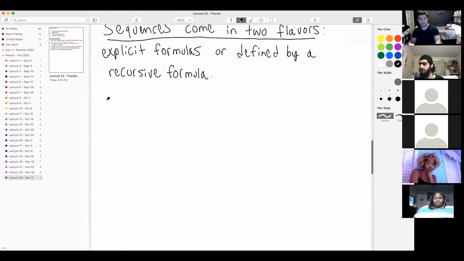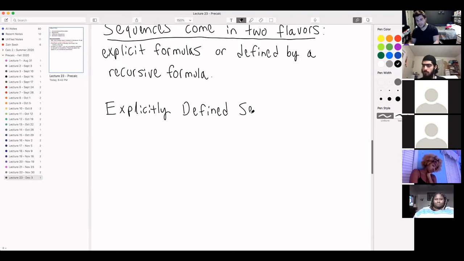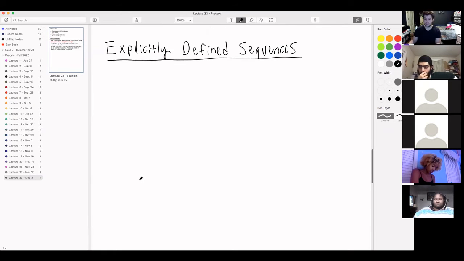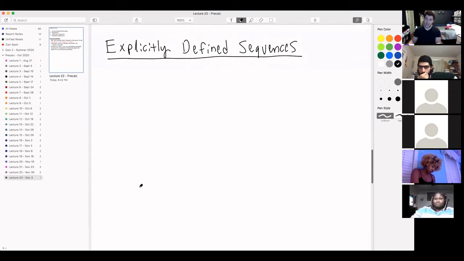So here we go. This is called explicitly defined sequences. This is basically just when a sequence has an explicit formula. I can plug in n and it will give me the nth term. That's the intuition. But here's the formal definition.